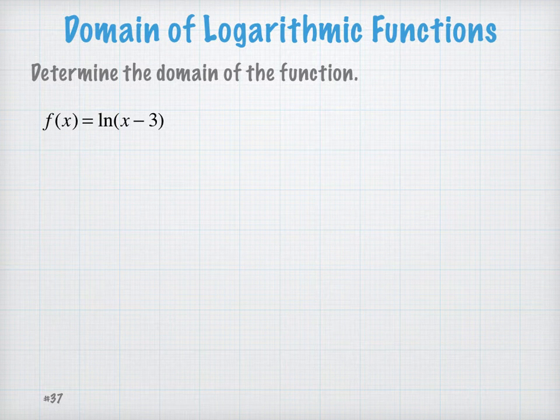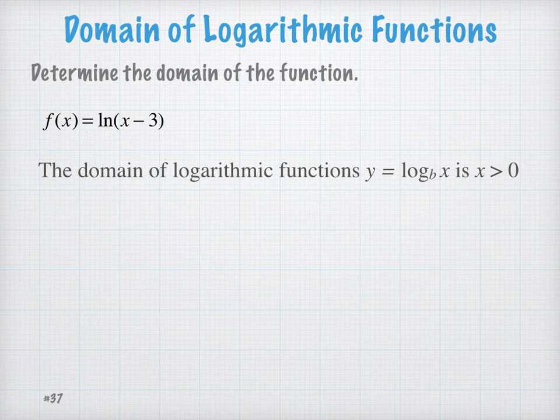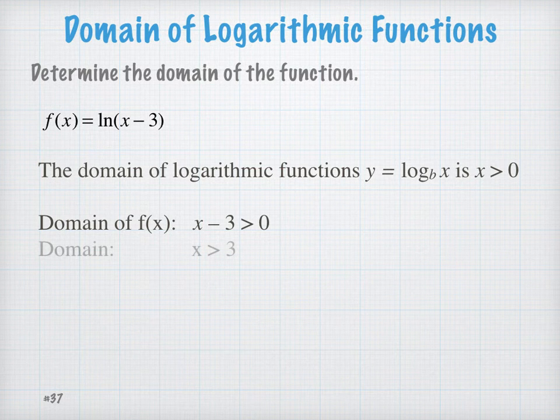Find the domain of the function f of x equals natural log of (x minus 3). Remembering the domain of log functions in the form y equals log base b of x is always x greater than 0. So the domain of this function we can find by setting x minus 3 greater than 0. Therefore, x has to be greater than 3.